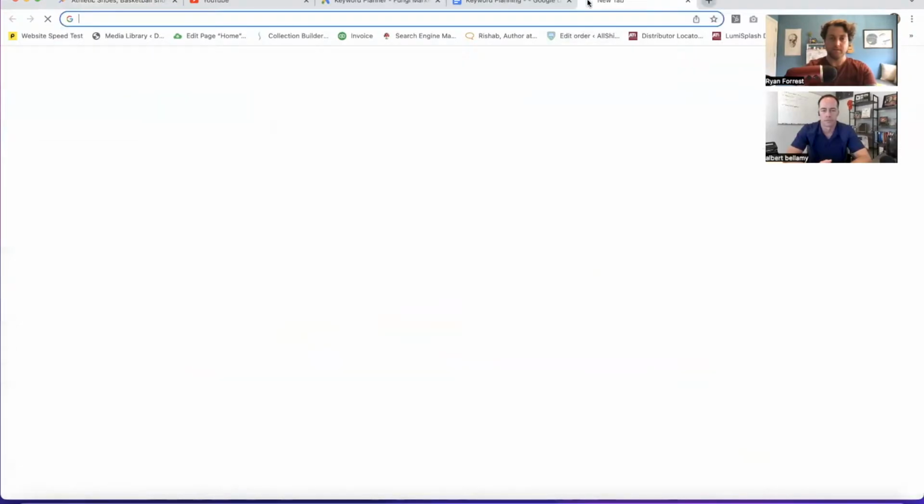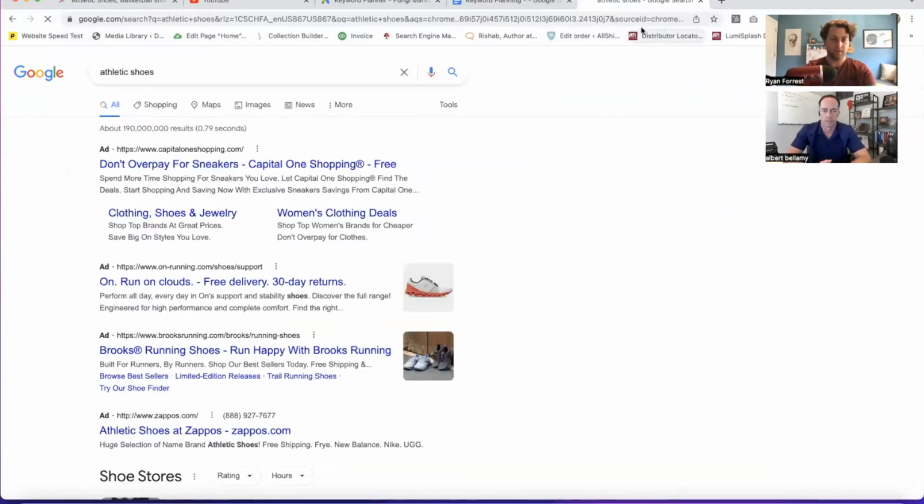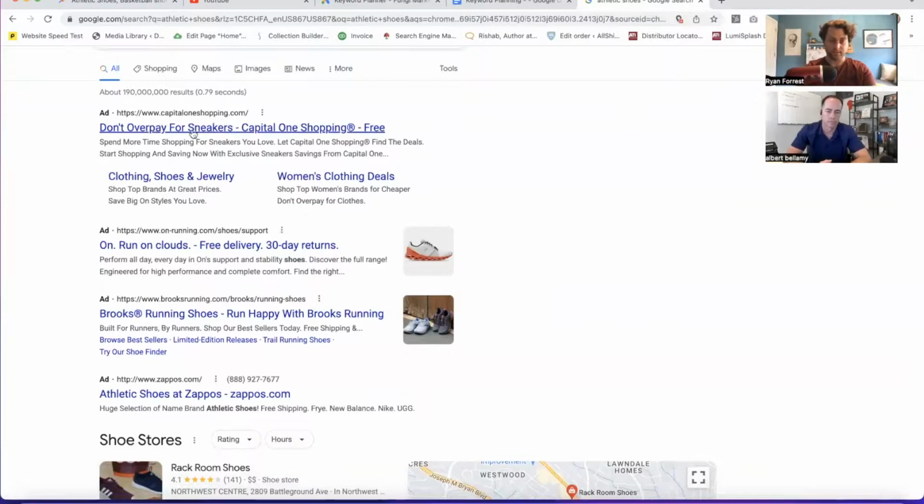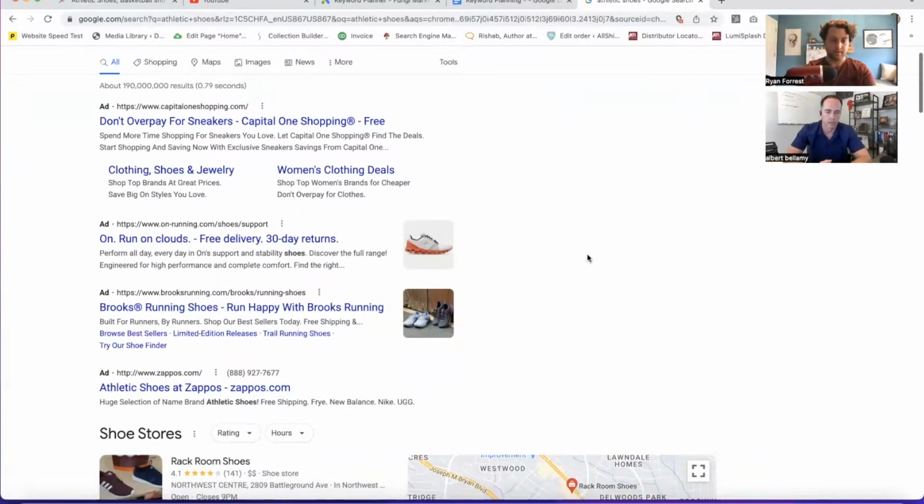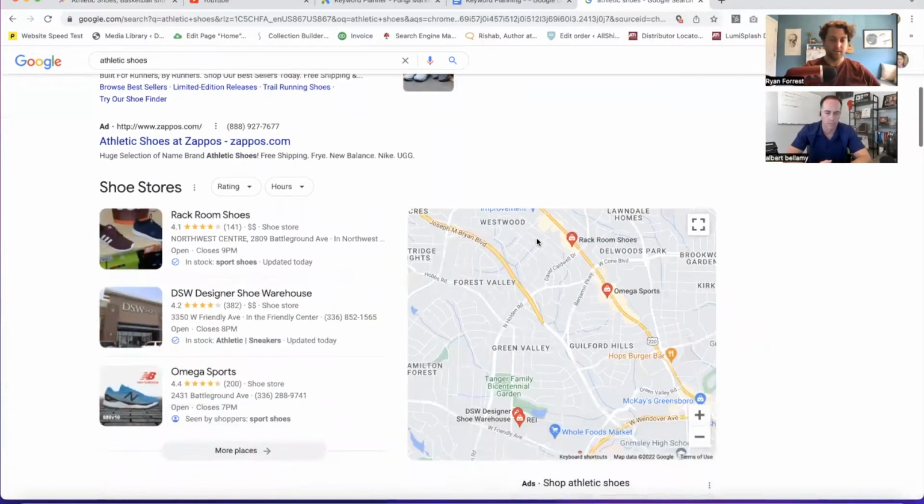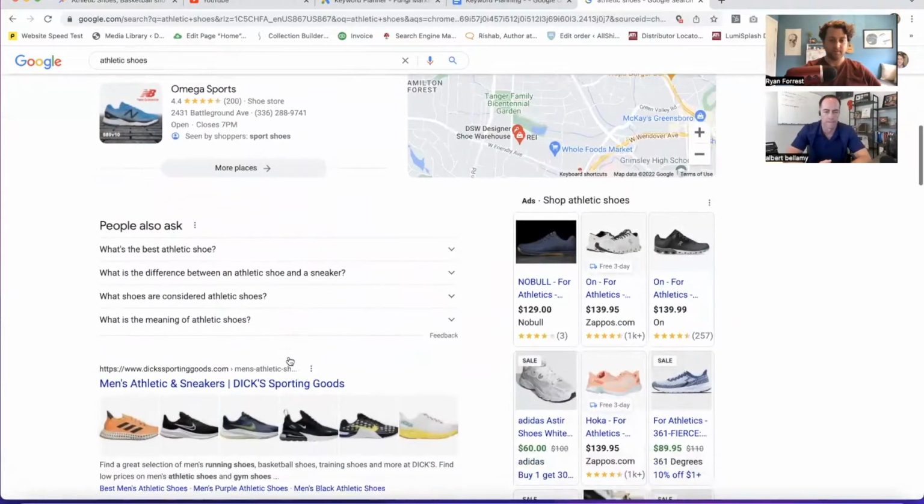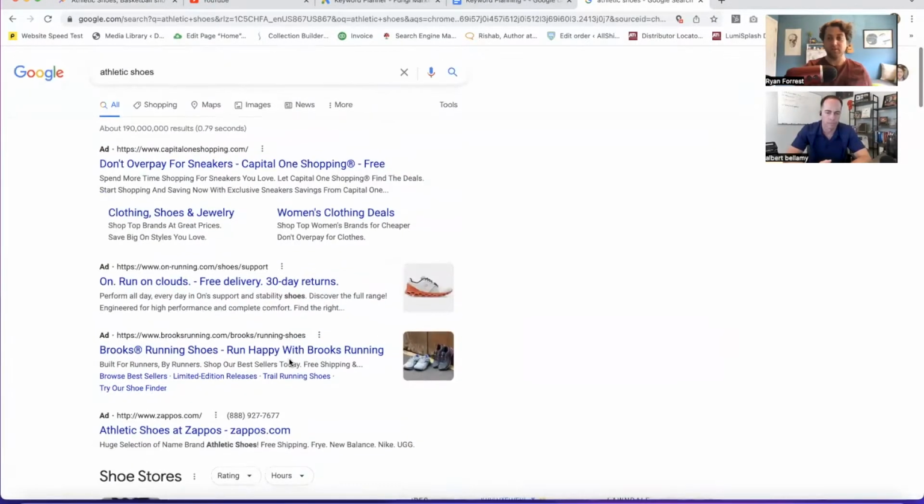Yeah. We can just search athletic shoes. You're going to see probably shopping ad results as well as the paid ad results. Capital One. OneRunning.com. Never heard of it. Brooks. Makes sense. Yeah, Brooks. Zappos. Here's some local stores. Standard. Yeah. Let's just look at the real estate here.